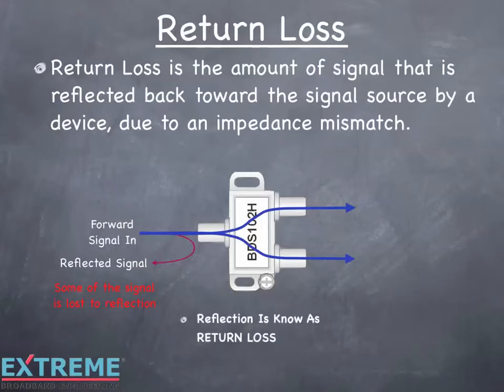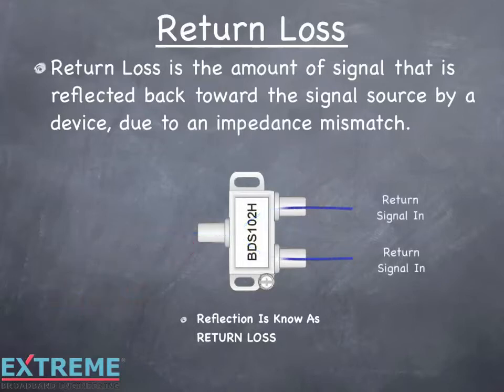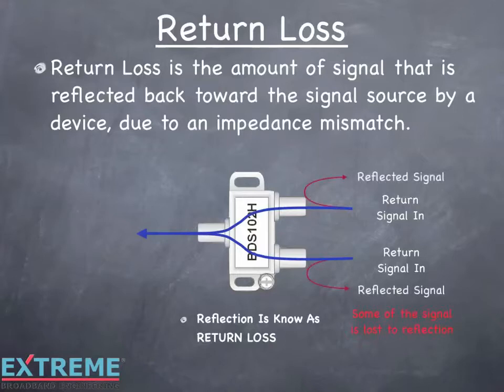The return loss is a factor with both the input and output F ports. In this example, we're showing return signals feeding into the output ports. Ideally, we'd like all the signal to flow through the splitter to the input port. But in reality, some of the signal is reflected back towards the signal's original source. Some of the signal is lost due to reflection.